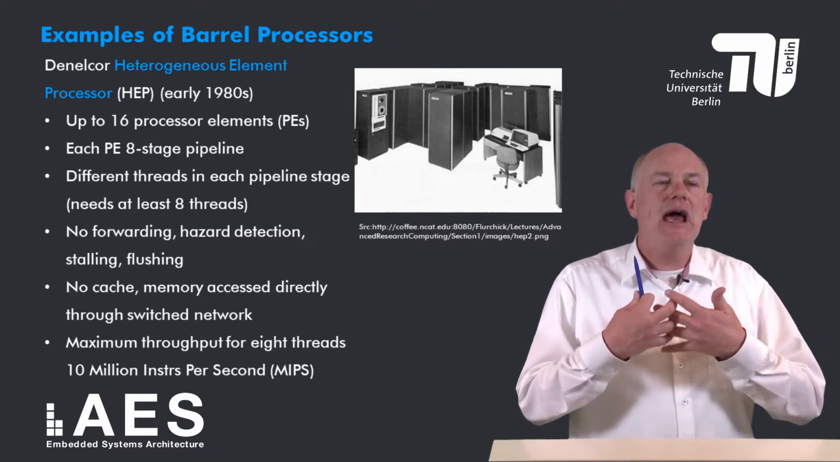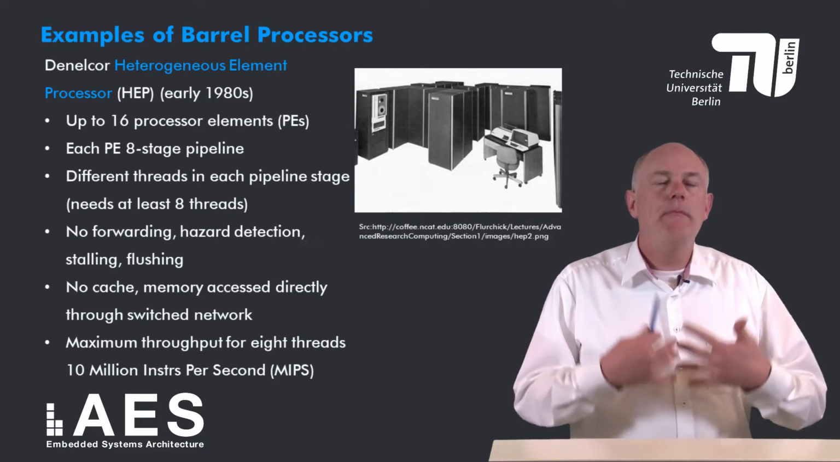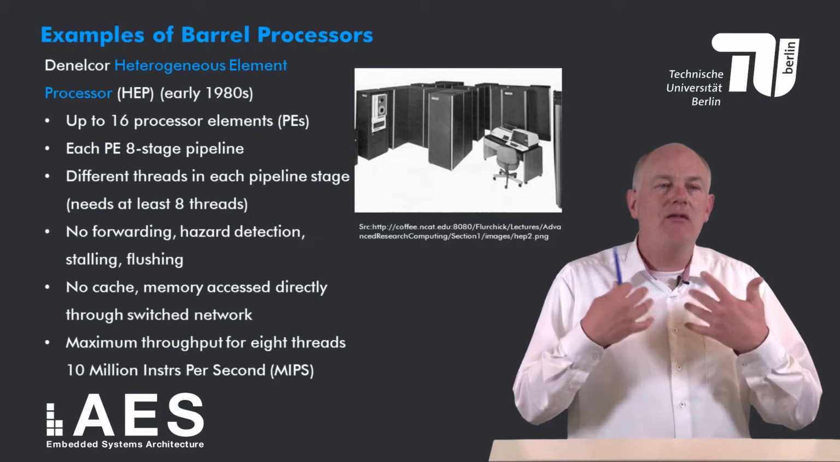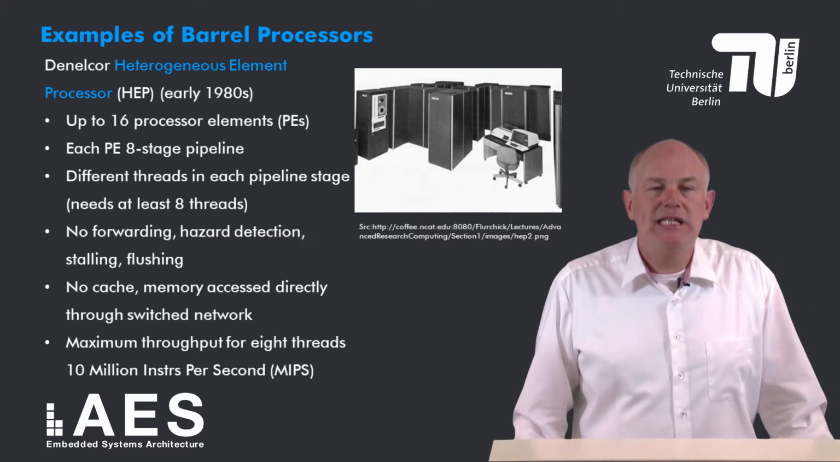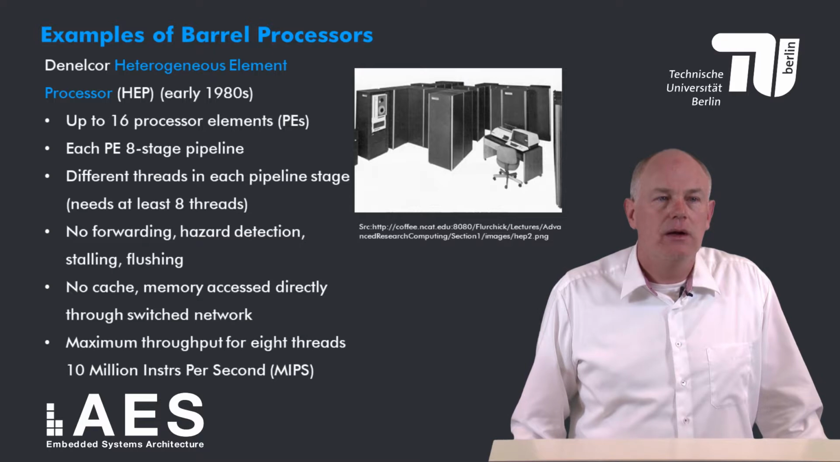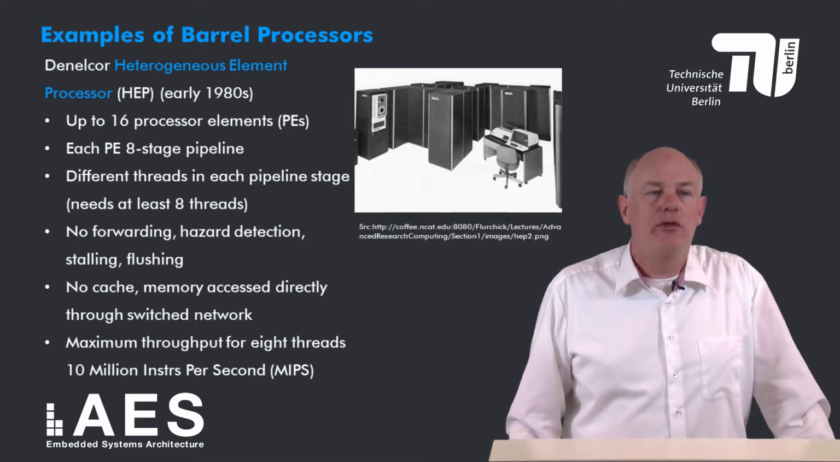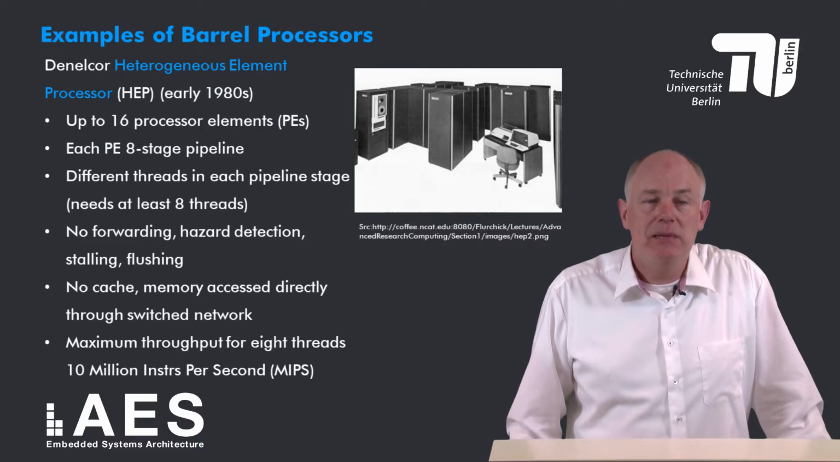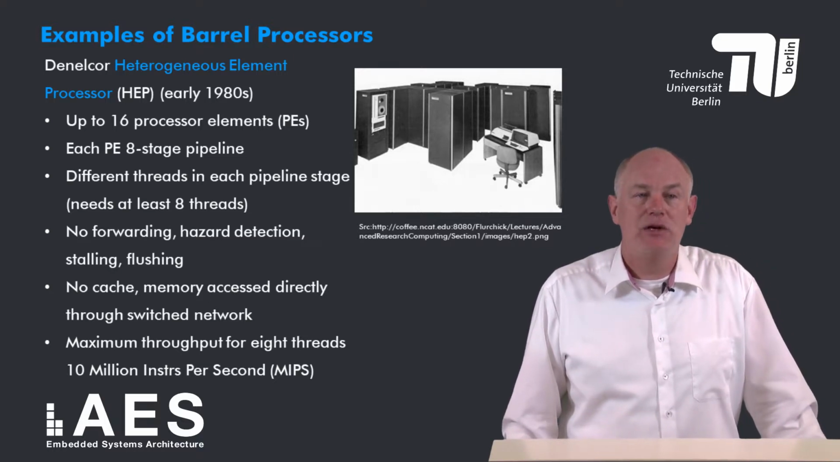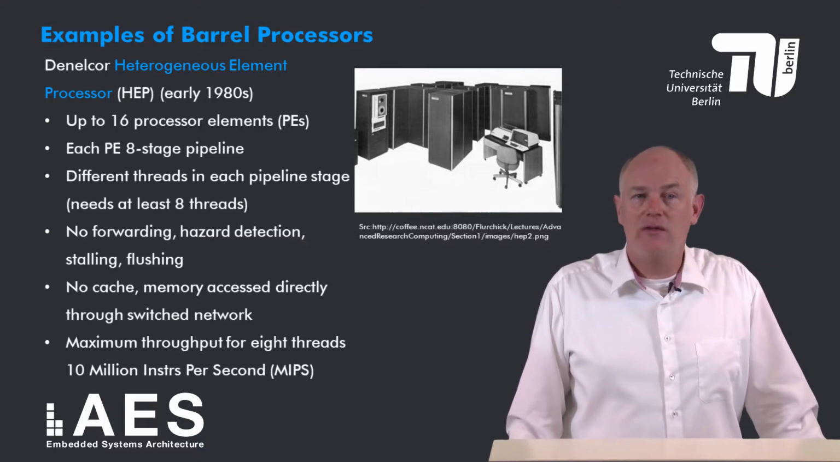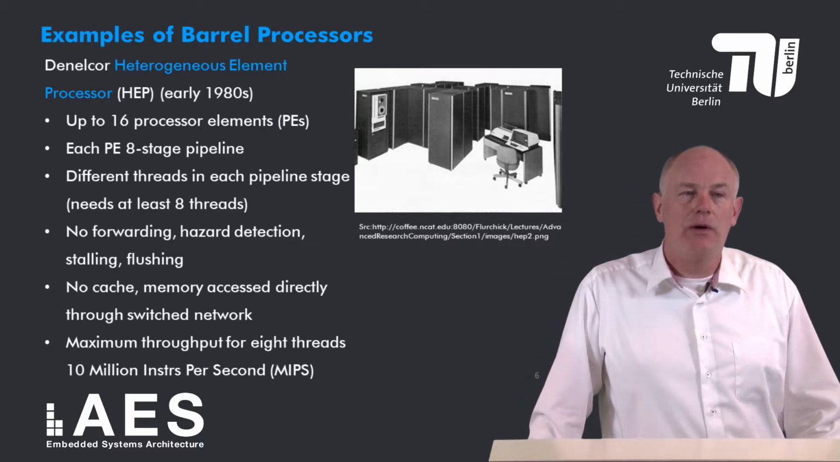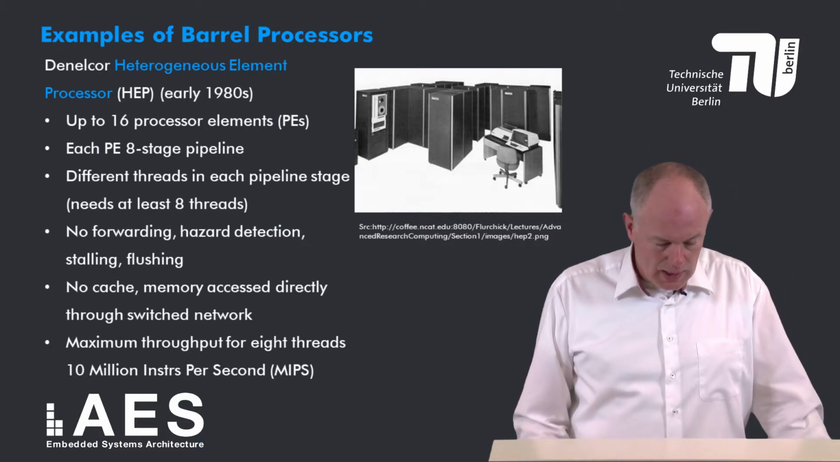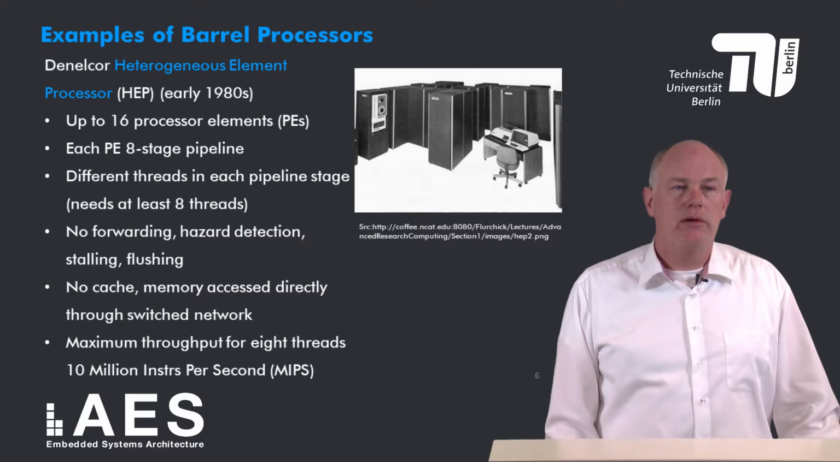It didn't even have cache. The memory was accessed directly through a switching network. And the maximum throughput for 8 threads was 10 MIPS, million instructions per second, which of course nowadays is a very low number, but at that time was a significant throughput.